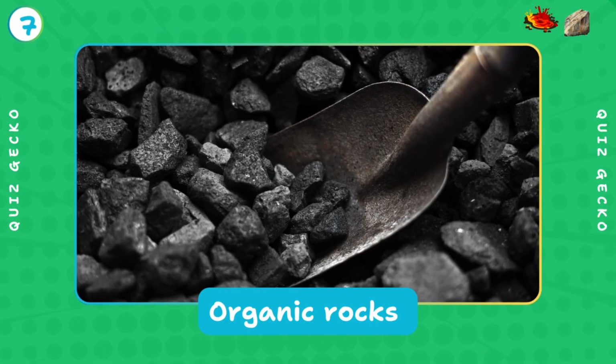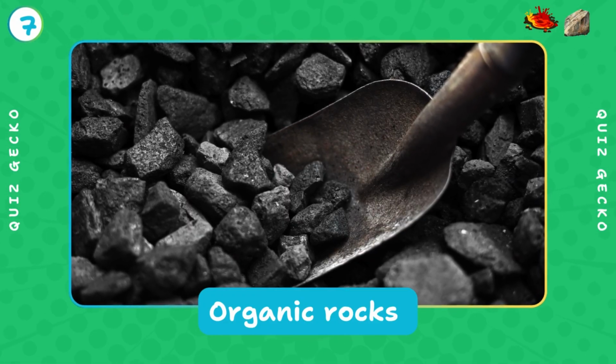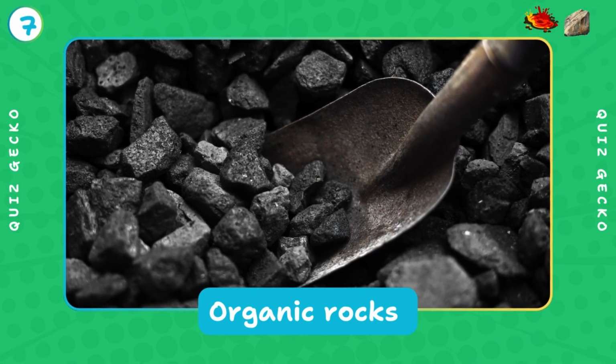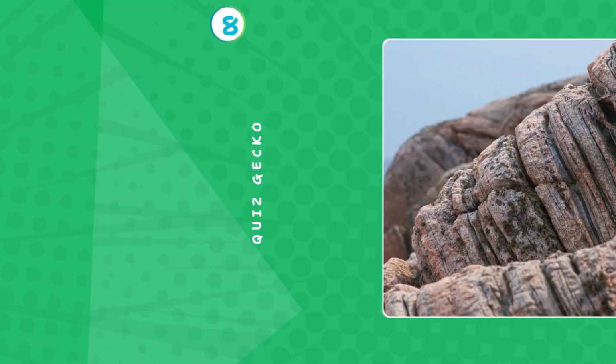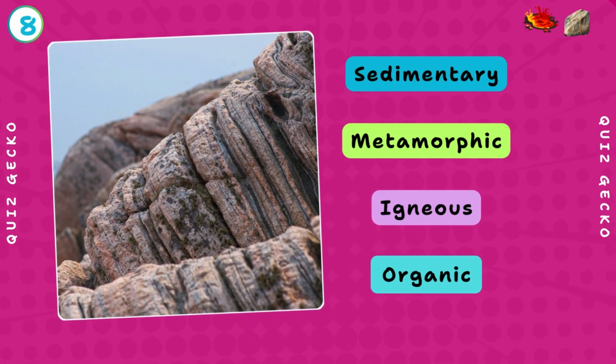Coal is formed from compressed plant material that accumulated in ancient swamps. Limestone is formed from the shells and skeletons of marine organisms like clams and coral. What type of rock is gneiss? Sedimentary, metamorphic, igneous, organic.